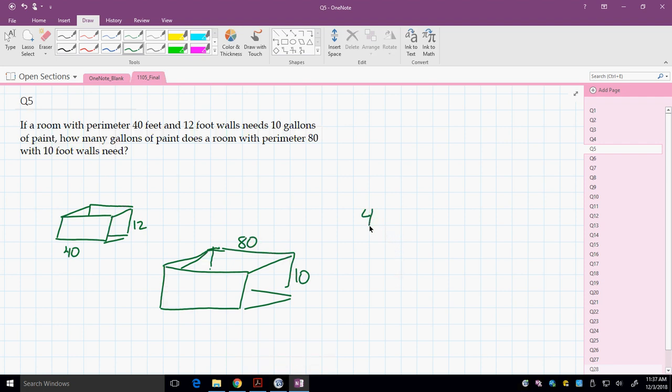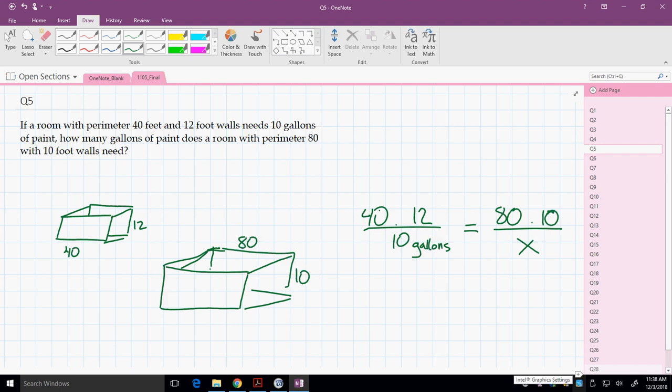We'll say that if the perimeter of 40 feet times 12, we use 10 gallons of paint. And for an 80 feet wall times 10 for the walls, how many gallons will you need?